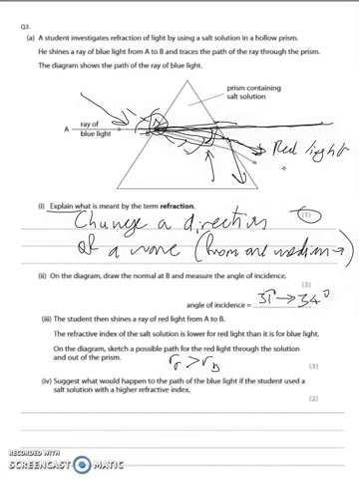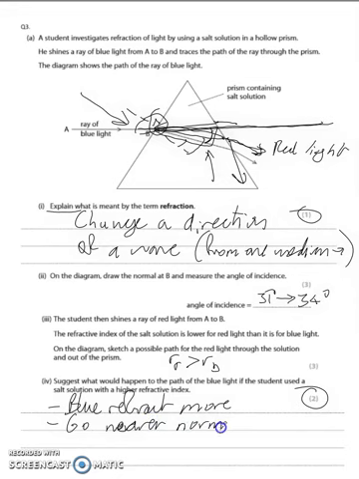Suggest what would happen to the path of the blue light if the student used a salt solution of higher refractive index. So we're looking for 2 marks here. We're just suggesting what happens. So if it's a higher refractive index, blue would refract more. That's pretty obvious, straightforward for 1. So for the first mark, you could say it would go nearer the normal line, because it's refracting more. Or you could say r will be smaller. Any of those would get you the 1 mark.